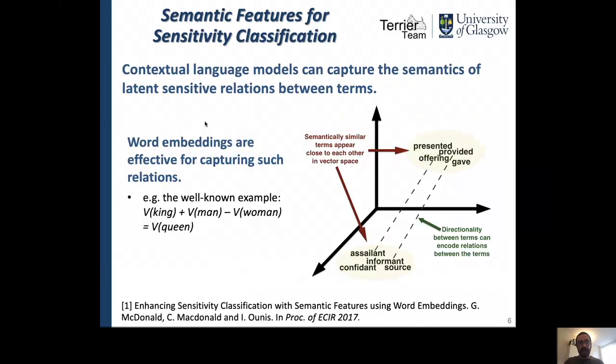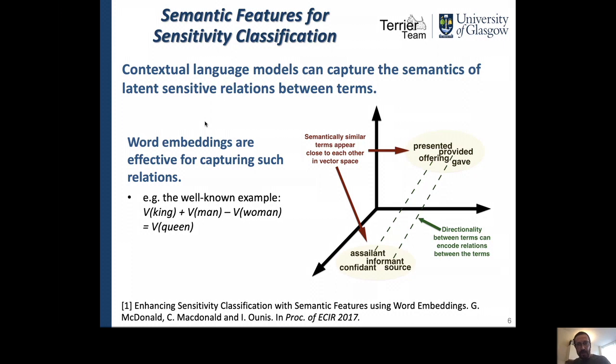There's been some talk already about word embeddings. In this particular work, that's exactly what we leverage to try and learn these contexts, the context that actually makes the information sensitive. There's a nice property with these language models or word embeddings, where the position that a word appears in within this highly multi-dimensional space can tell you something about the word itself.